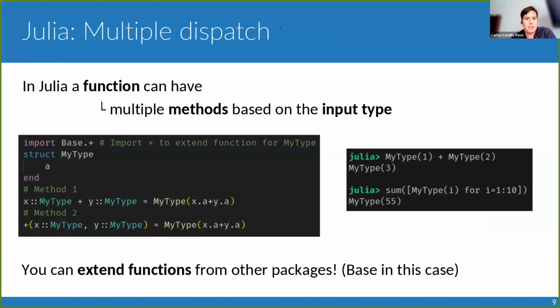One of the key differences of Julia is that the functions are not attached to objects. Methods are attached to types. For example, this function here, the plus, can operate over integers or floats, etc. But if I define a struct that is called MyType, I can define the plus operation, extending the base of Julia. And then, if I just define the plus operation, automatically I have the summation of my specific type, because sum is just calling the plus for the given type. So you can extend functions from other packages. That's a very strong feature of Julia.